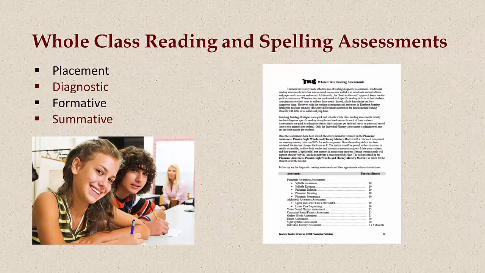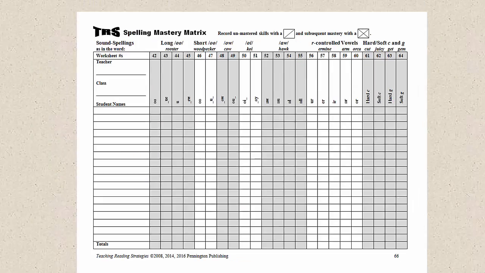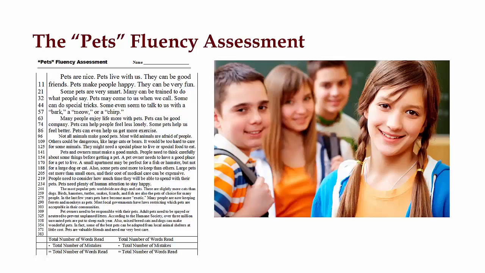Teaching Reading Strategies uses comprehensive whole-class assessments to help teachers diagnose specific strengths and weaknesses for each of their students. Assessments are quick to administer, 10 to 20 minutes per test, and quick to grade and record. Use Scantrons or GradeCam to correct if you wish. Only the PETS Fluency Assessment is administered one-on-one, at just 2 minutes per student.